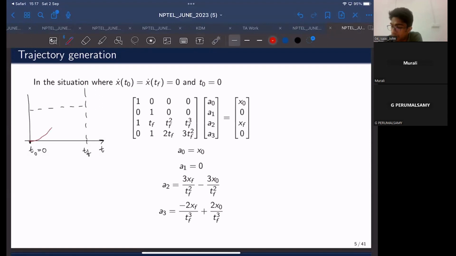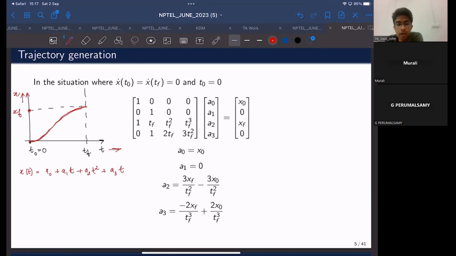It starts gradually and reaches the time position something like this. So this would be your xf, the final position. This is your x-axis, and this is your time axis. So your cubic interpolation function would look something like this: x of t would be a0 plus a1t plus a2t square plus a3t cube.